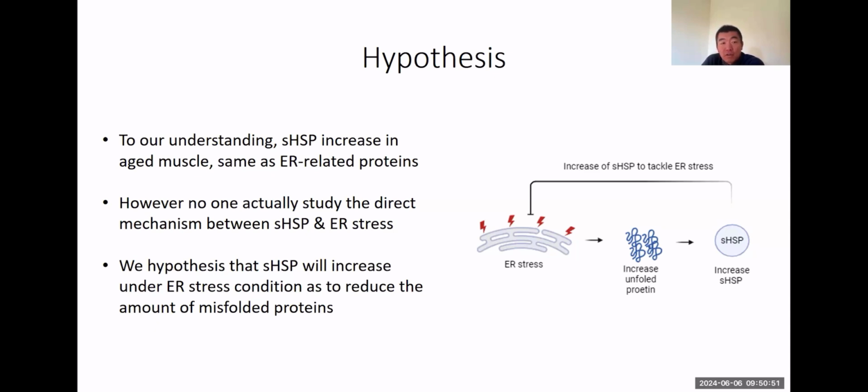Your hypothesis says no one has demonstrated there's a linkage or an association between small HSP protein and ER. You cannot say direct because you are not doing a direct mechanism. Okay, so your hypothesis has to be modified. Yeah. If you say in muscle, it means no one has done it in muscle, but there is some evidence in other tissues. Okay. Does that make sense?